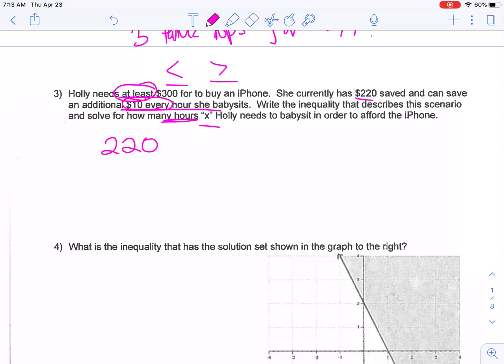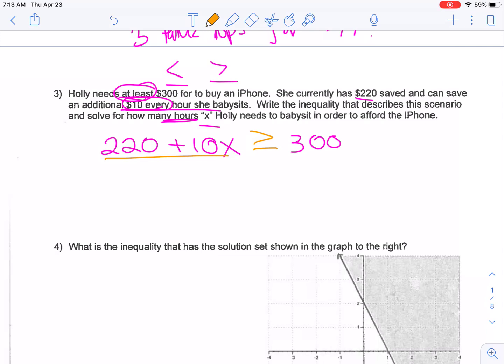So 220 plus 10x, $10 every hour. She needs at least $300. So this is the amount that she is going to be saving. She needs at least, so it must be greater than or equal to 300. Okay? Think, you have to be at least 16 years old to drive, so 16 or older. You have to be at least 18 years old to vote, 18 or older. Okay? So there's your inequality.